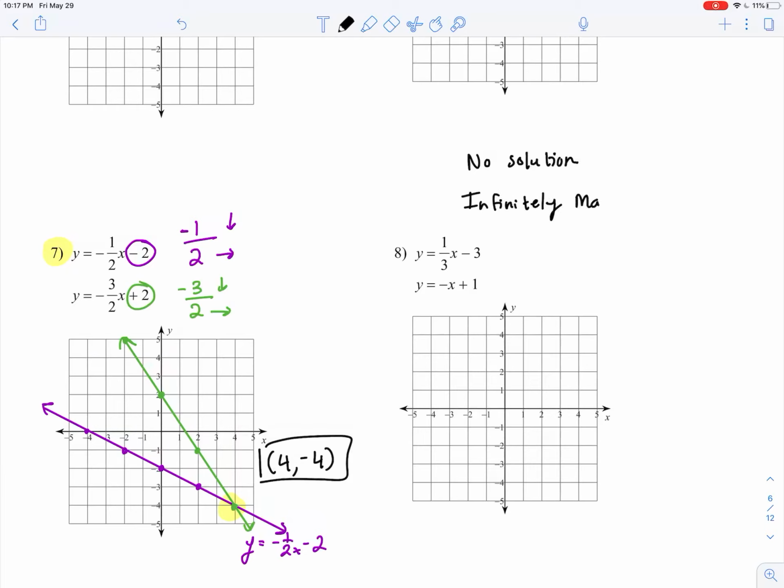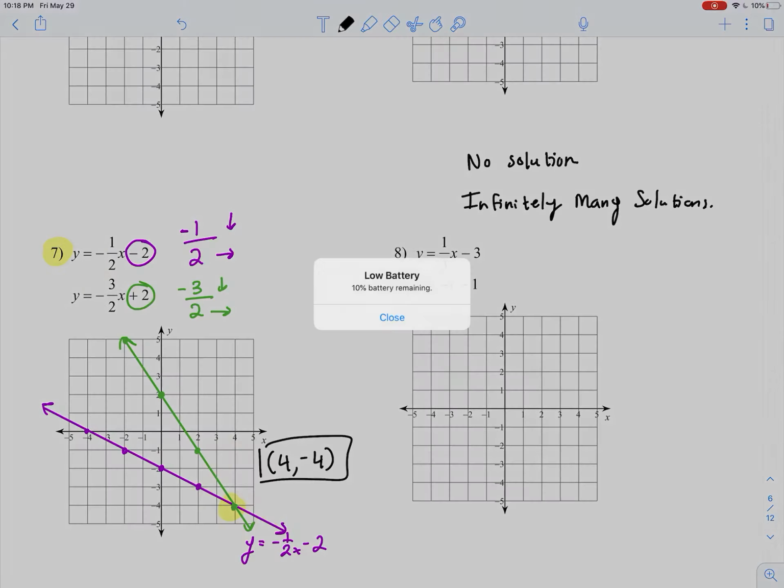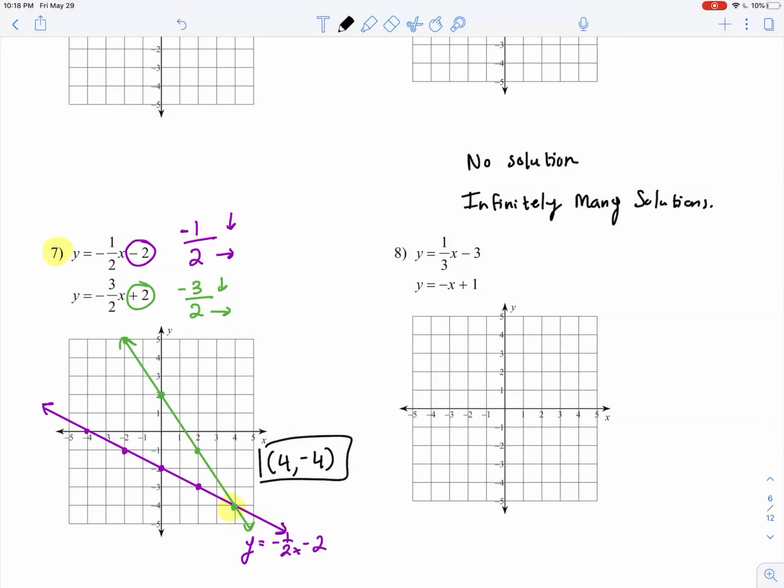Infinitely many solutions. And this happens when the lines are exactly the same. The lines lie exactly on top of each other, and so therefore every point along that line satisfies both equations. So if you come up with those two answers, that's okay. You're not incorrect. Oh no, my iPad's dying.